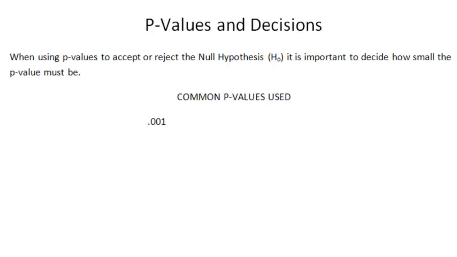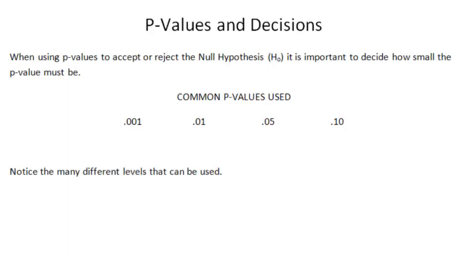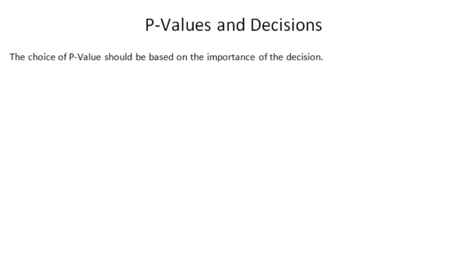Some common p-values that I've seen: 0.001 in rare cases, 0.01, seen that a few more times, 0.05, and maybe even as much as 10% or 0.10. Notice that I've got several listed, and really these are just some numbers that people have arbitrarily chosen. However, when you're talking about p-values, what really should matter is how important is the decision. Does it really matter if what you're talking about is true or is not? Or do you care a whole lot?